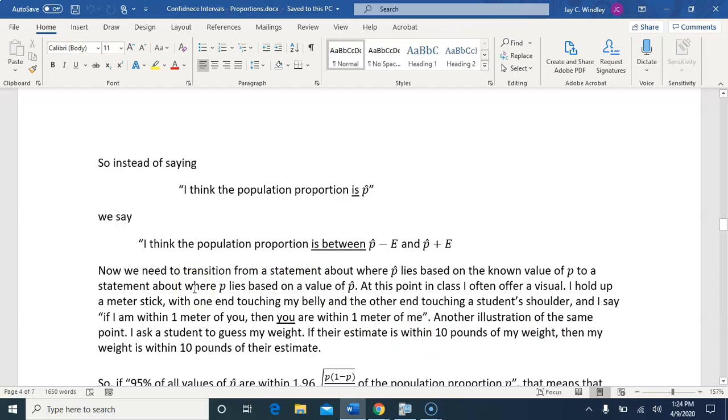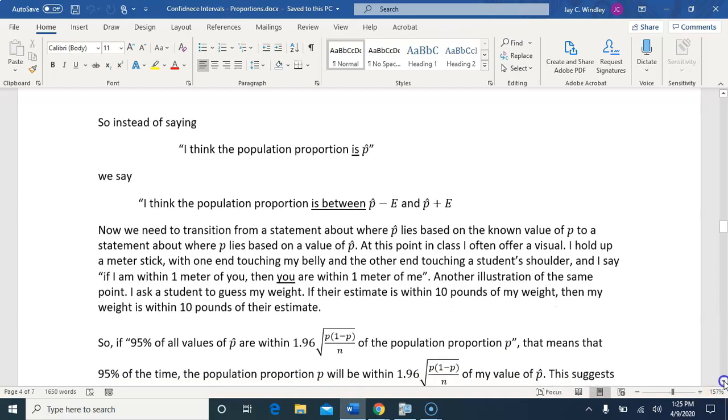And if I was doing this in class, usually at this point I bring out a meter stick and I hold the meter stick between my belly and the shoulder of a student, and I make some kind of statement like, if I am within 1 meter of you, then you are within 1 meter of me. Or let's say I ask a student to guess my weight. If their guess is within 10 pounds of my weight, then my weight is within 10 pounds of their estimate or their guess.